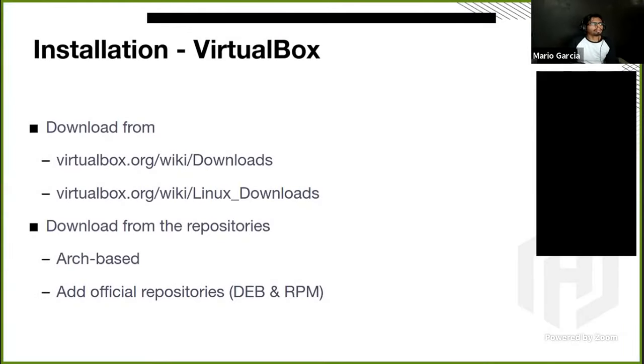You can download VirtualBox from virtualbox.org/wiki/downloads, or you can go directly to the Linux section where you can also find installation instructions for how to add the official repositories to some Linux distributions. And you can download from the repositories of some Linux distributions, including Arch Base or Debian, Ubuntu, or any distributions based on those operating systems. Also, you can install on Fedora.